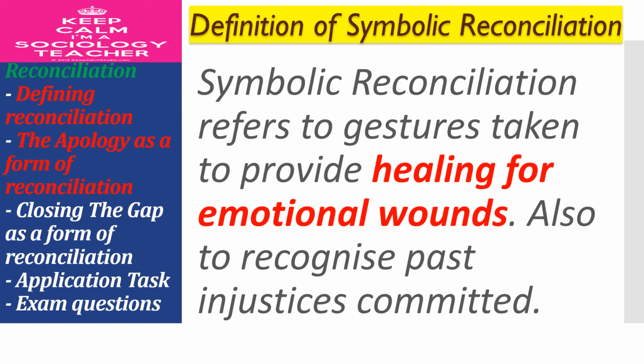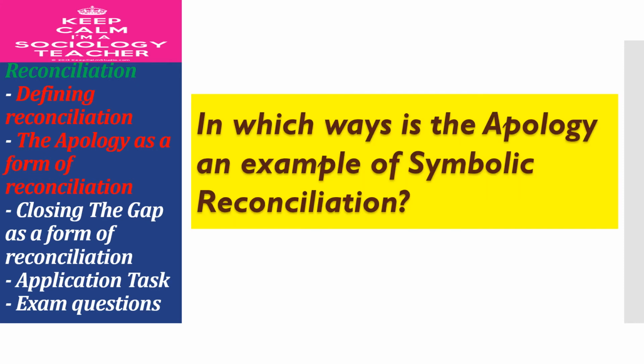There's a video clip as well, of the Prime Minister, Kevin Rudd, apologizing. You can find that on YouTube. I think it might be in the Google Drive folder. Symbolic reconciliation is therefore gestures taken to provide healing for emotional wounds and recognizing past injustices. It's about saying sorry, we accept that we were wrong, we made a mistake. That's part of reconciliation, trying to bring Indigenous and non-Indigenous people together through an apology. In which ways is the apology an example? Nothing is physically gained, it's just sorry, so it's symbolic.